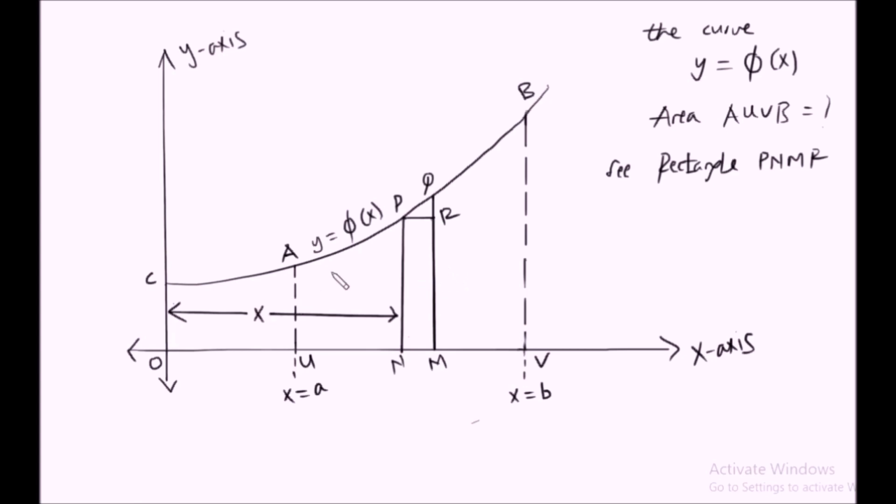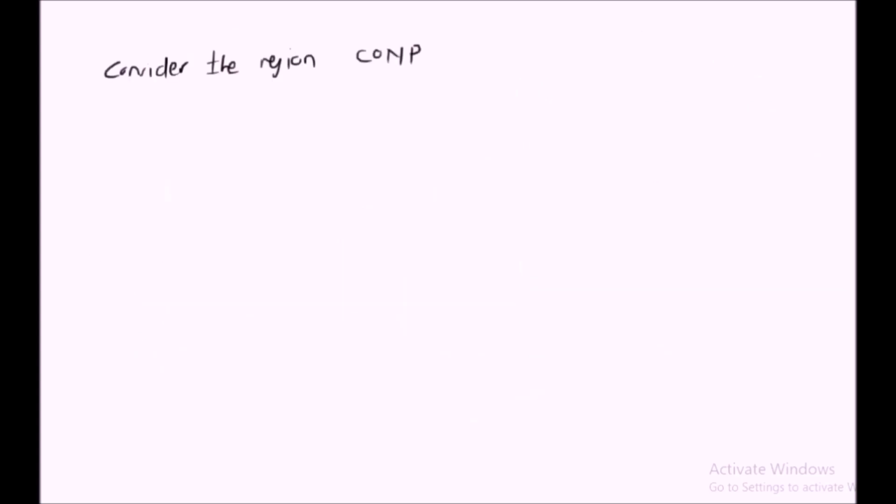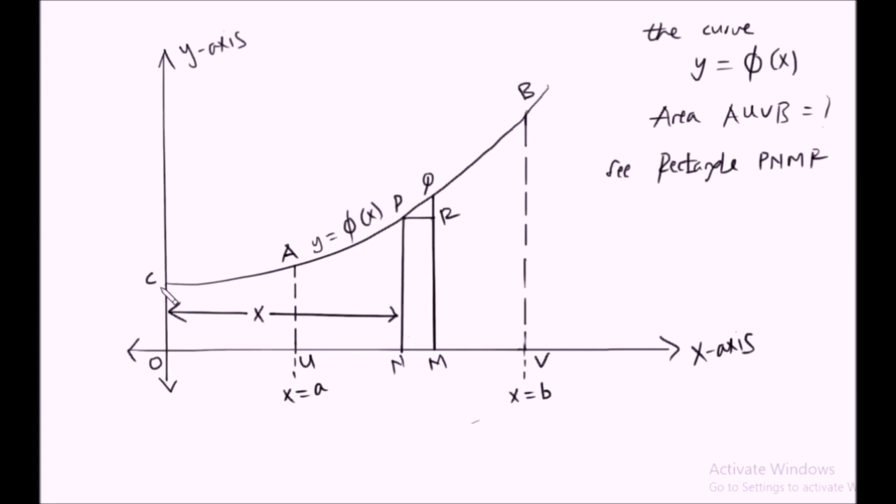Okay. So I want to find the area AUVB. Okay. So kwanza, before we find that area, I want you to consider the region C, O, and P. Okay, so we have the region C, O, and P. Okay, hii region hapa hii kama hivi, umeona hii.